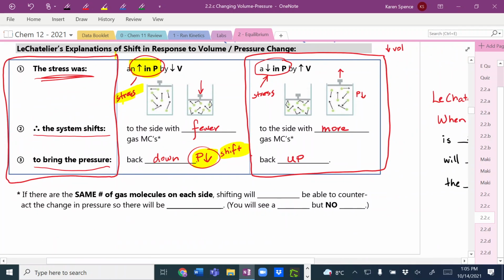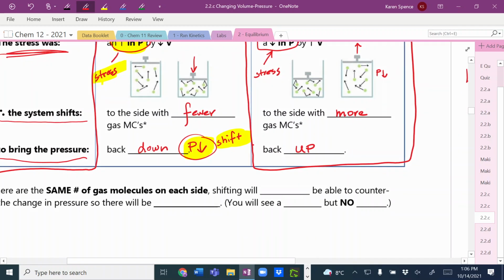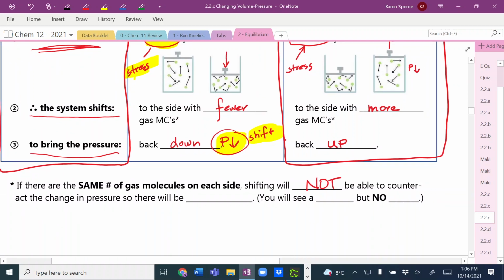Okay, so if there are the same number of gas molecules on each side, will we be able to relieve a change in pressure by shifting? No, because if it's the same number on each side, it'll just be the same pressure regardless of whether you shift, so there will be no shift. Exactly, they're just more cramped, but the system can't compensate. So shifting will not be able to counteract the change in pressure, so there will be no shift.